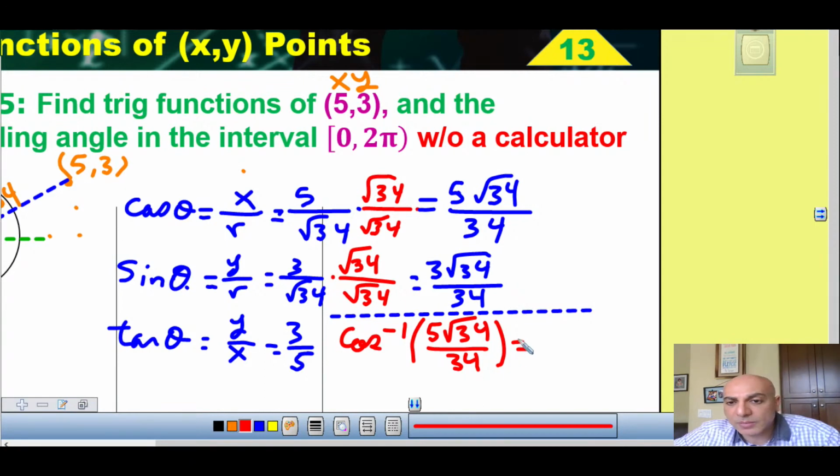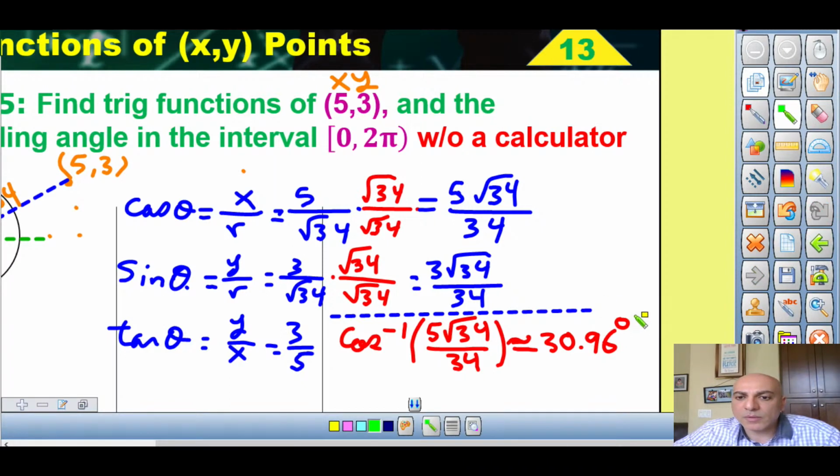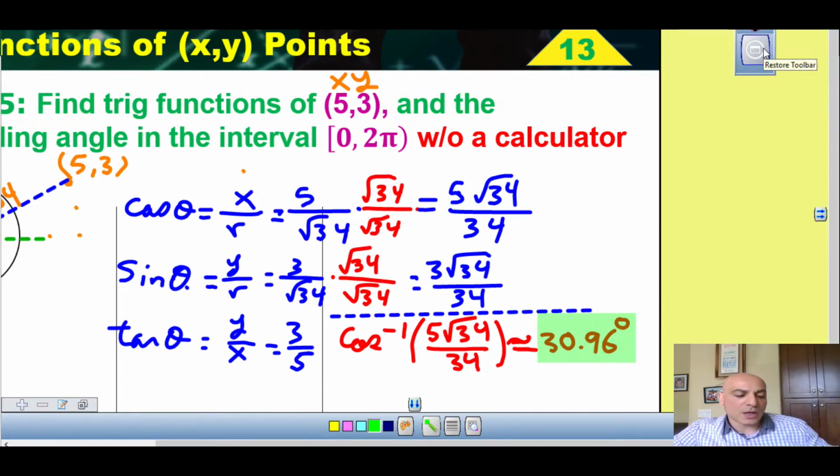And I did that, and it turns out to be almost 30 degrees. 30.96. Okay, so that's the degree we're looking for. Even if it's not handy, nice, good looking like the 30, the 45, or the 60, I am still able to find the angle for any point beyond the unit circle. And that is powerful and exciting. Very powerful.